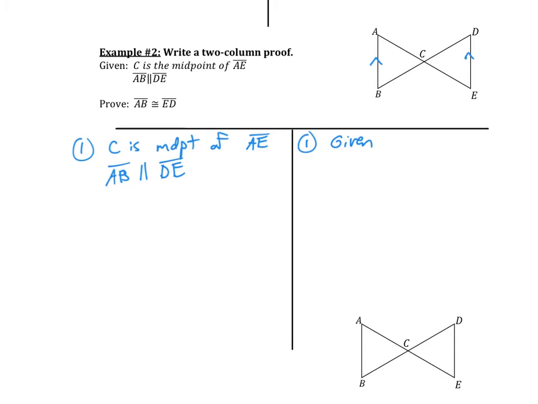Okay, this one's a little trickier. So step 2, if we know that C is the midpoint of AE, what does that mean? What does the midpoint tell us? C is in the middle of A to E. It's in the middle of this red line. What does that mean? Well, it means it cuts in half. So we would say AC is equal to CE, and the reason is definition of midpoint. I'm going to abbreviate that: DEF of MDPT.